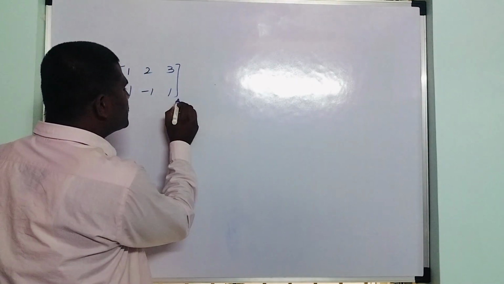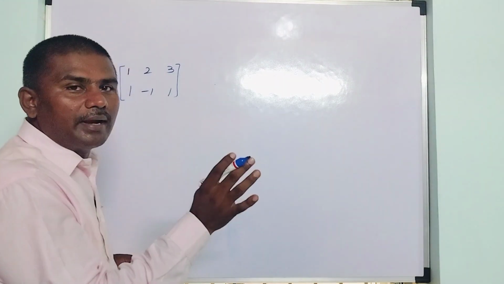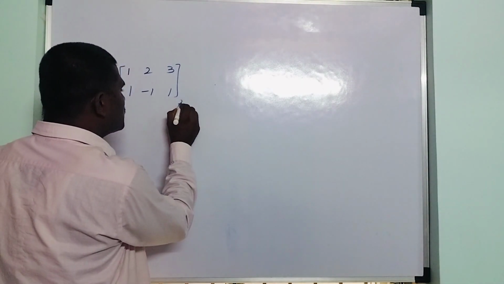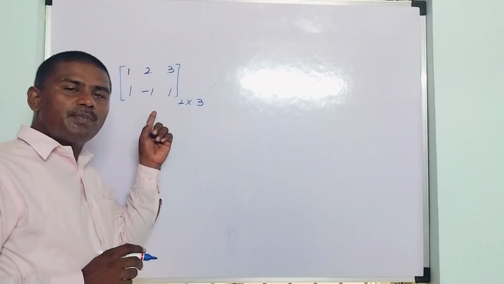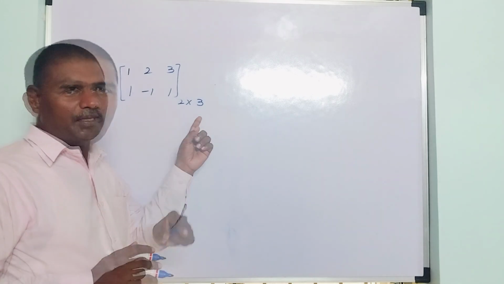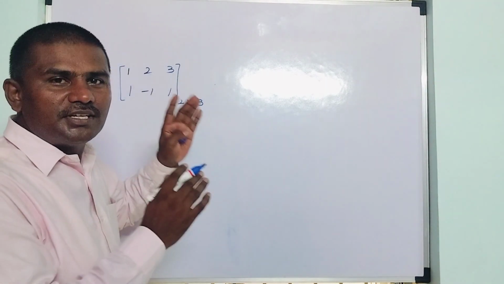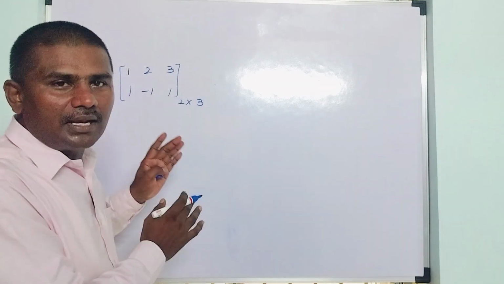This is represented as the order of the matrix. That means the number of rows is 2 and the number of columns is 3. So the order of this matrix is 2 by 3. Suppose we have a matrix with m rows and n columns.